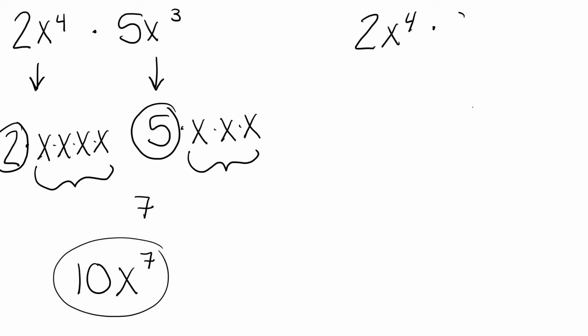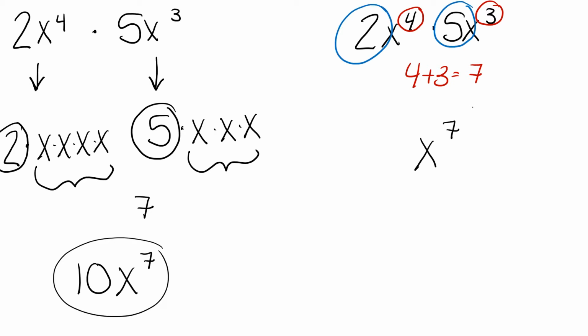If we wanted to use the shortcut, we're multiplying, so we would add the exponents, 4 and 3, which would give us 7. That leaves us with x to the 7th. We would then multiply the coefficients 2 times 5 to get 10.